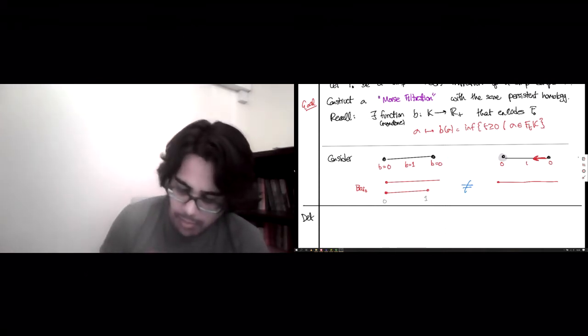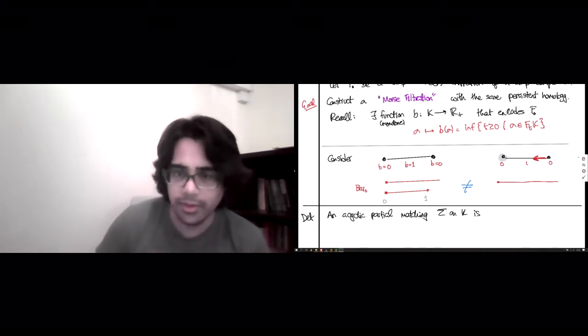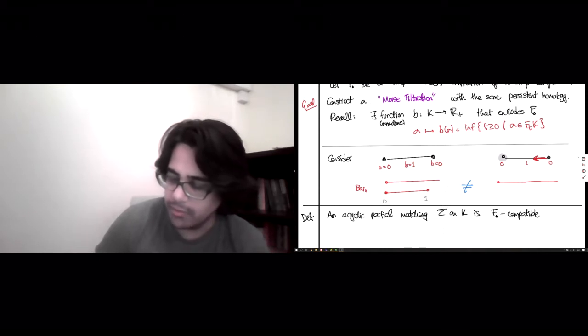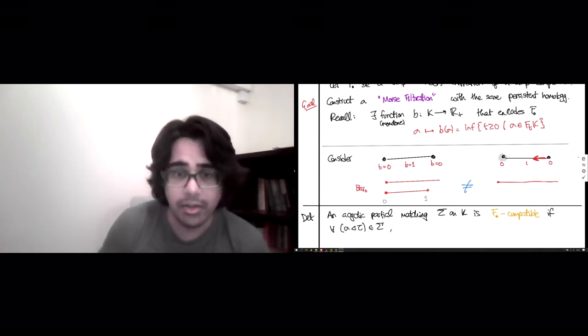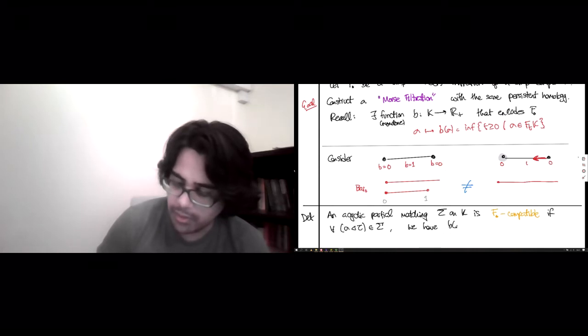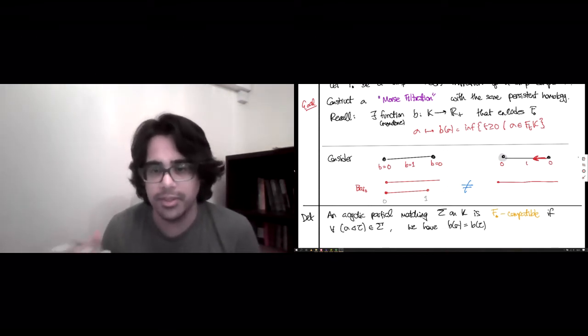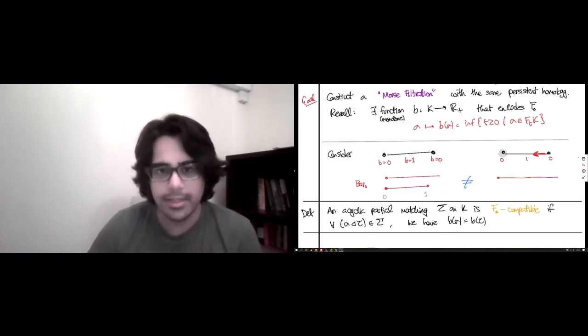So an acyclic partial matching sigma on K is compatible with the filtration we have. So I'll just call it F compatible. That's the term we're defining here. It is F compatible if whenever you have a pair, sigma tau, in this matching, the births are equal. So we have B sigma equals B of tau. And this very simple condition, that any pair of simplices that you pair must have the same birth, is all you need. So this will make everything nice and easy for us.